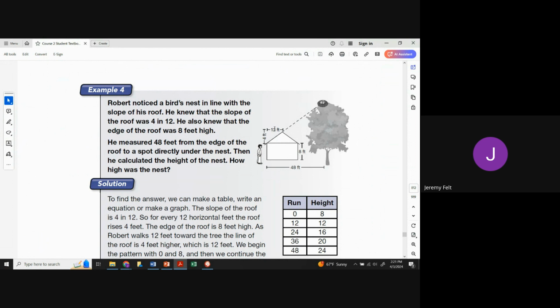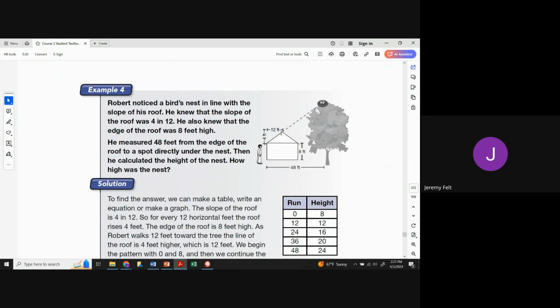For every 12 inches, it drops 4 inches, or for every 12 feet, it drops 4 feet. That's the ratio or the relationship between the slope. He also knew that the edge of the roof was 8 feet high, and he measured 48 feet from the edge of the roof to the spot directly under the nest. Then he calculated the height of the nest. How high was the nest?